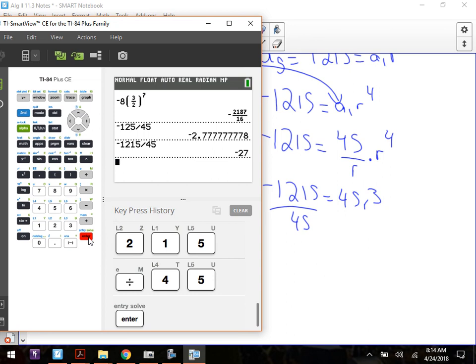What's r? Negative 3. So your rate is negative 3.